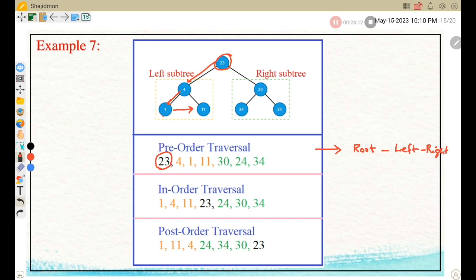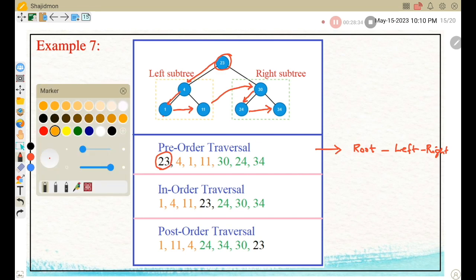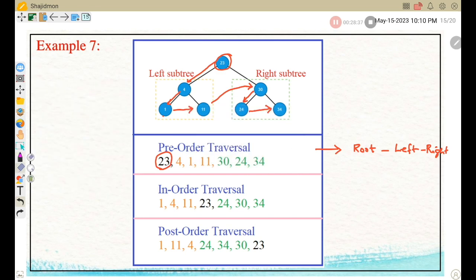After that we need to go to the right. Right means the right subtree. First we start with 30, then the left part, that is 24, then we need to go to the right part, that is 34. So that is the pre-order visit, correct? Pre-order traversal. Okay, now let me go to the in-order traversal, the next one.